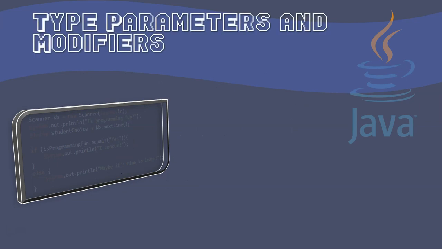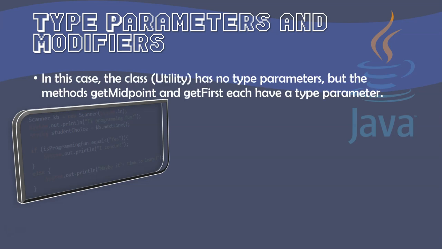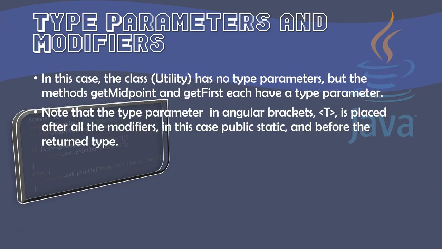Now, type parameters and modifiers exist when we start looking at these methods as well. In this case, the class Utility had no type parameters. Utility was just an ordinary class. But the methods getMidpoint and getFirst each have a type parameter. You notice that the type parameter is in angle brackets, <T>, which is placed after all the modifiers, in this case public static, but before the return type.